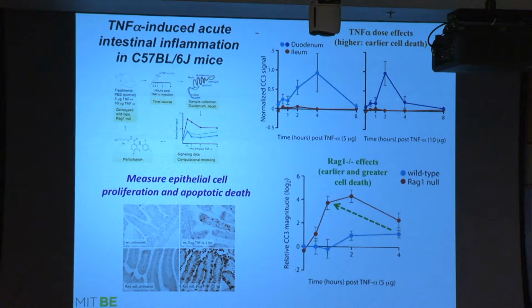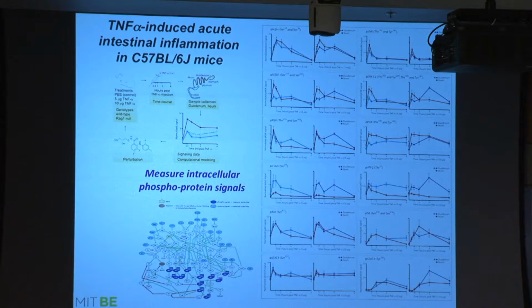So higher doses of TNF give you an earlier cell death. There's perturbation of the immune system effects. So if you do this in RAG1 knockouts, you both get a highly aggravated cell death and much earlier. So there's something protective about what the immune cells are doing in this particular model. So to try to sort all that out, here's phosphosignals from within the epithelial cells, measuring across a number of the different kinase pathways under the different TNF dose conditions and knockout conditions.